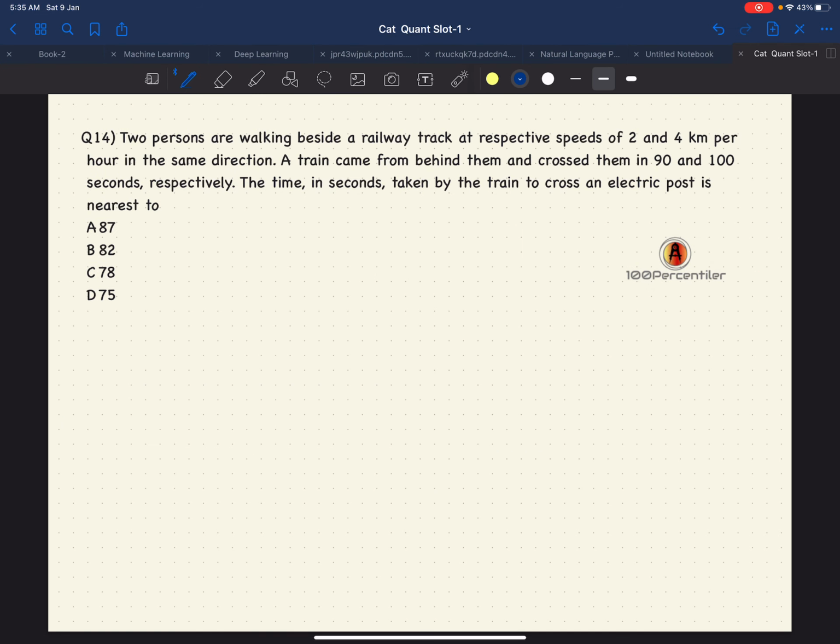Okay, so here we are given 2 persons are walking beside a railway track at respective speeds of 2 and 4 km per hour. So let's say A is moving at 2 km per hour and B is moving at 4 km per hour. Now a train comes from behind them and crosses them in 90 and 100 seconds respectively. Now a train starts crossing a particular person when it reaches the man at this particular point, and it finishes crossing when it reaches this particular point.